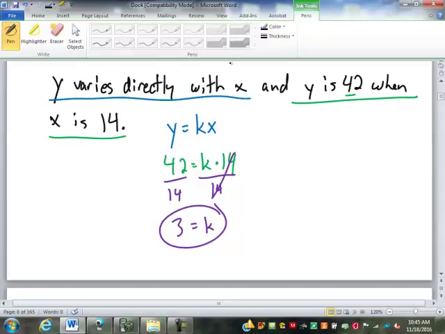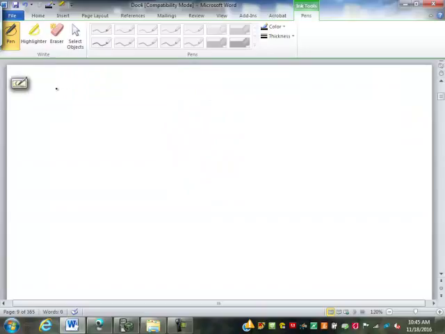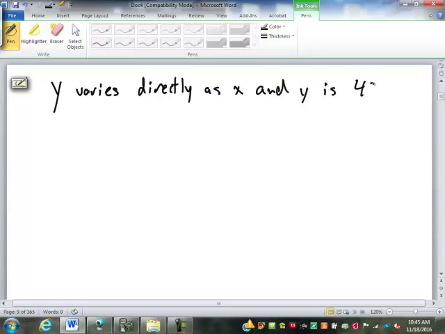Any questions so far? Okay. So let's go one step further. Y varies directly as x, and y is 48 when x is 4. Find y when x is 7.